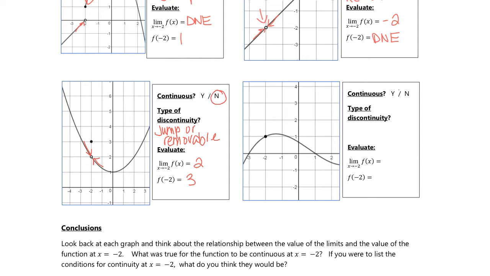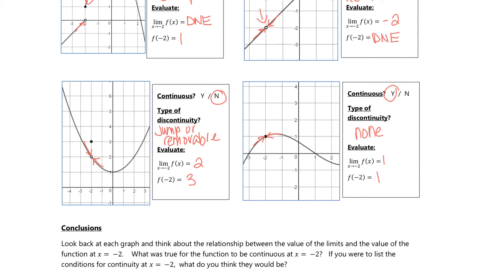This last one is a continuous function. There is no discontinuity here. The limit as x approaches -2, again, is the same from the left and the right, it equals 1, and my function at -2 is also equal to 1.